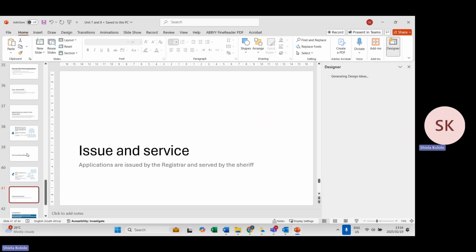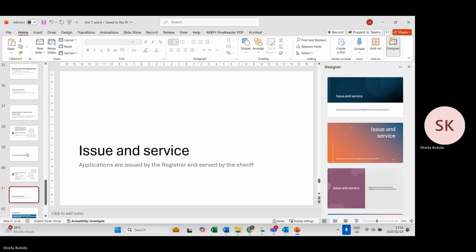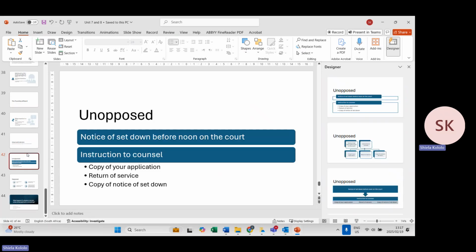And then who issues and serves a note, an application? Applications are issued by the registrar and served by the sheriff. So that's about it. And then what happens now with unopposed? So we know unopposed is usually your expired application. So when it's unopposed, obviously no one is going to serve a notice of intention to oppose.